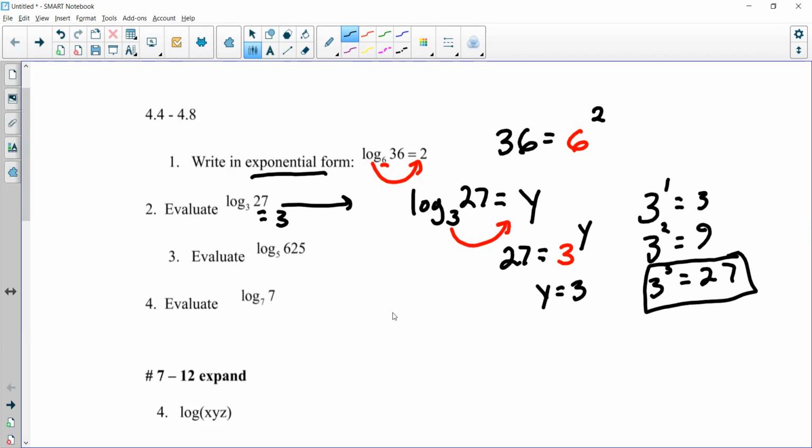Next one, evaluate log base 5 of 625. So I'm going to put an equal y here. Bring over the base of 5. So now it's 625 equals 5 to the y power. Then I ask myself the deepest of questions. 5 to what power gives me 625?